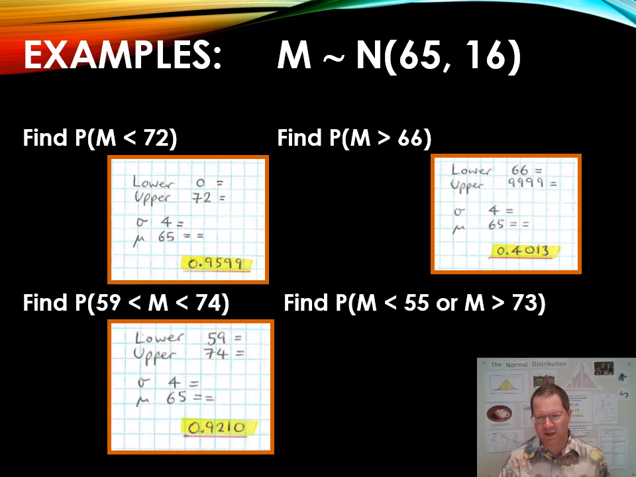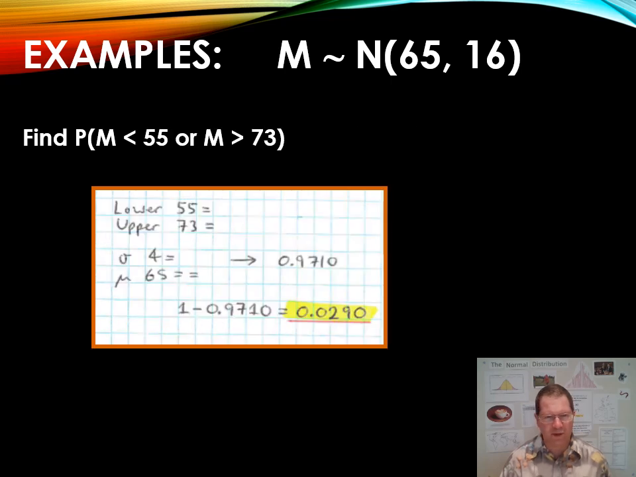If you want to find the probability that m is between 59 and 74, that's literally what we use for our lower and upper values. So a lower of 59, an upper of 74, still the same standard deviation and mean, and the probability is 0.9210. I've moved this question so I don't get in the way.